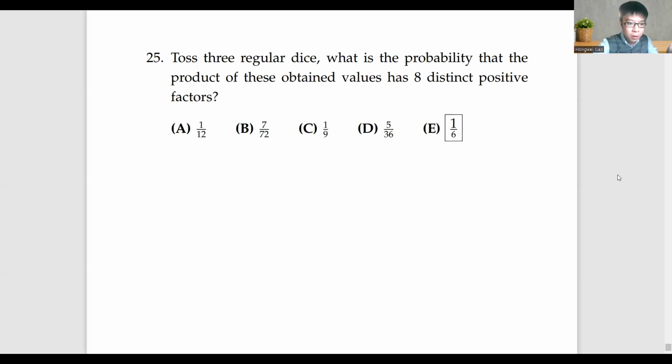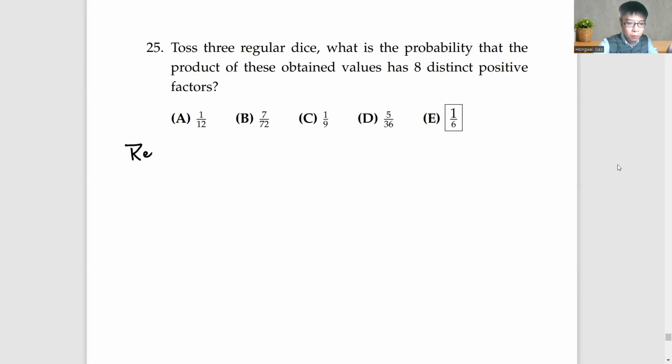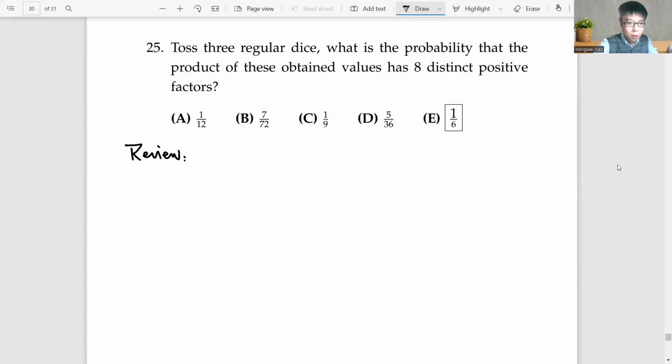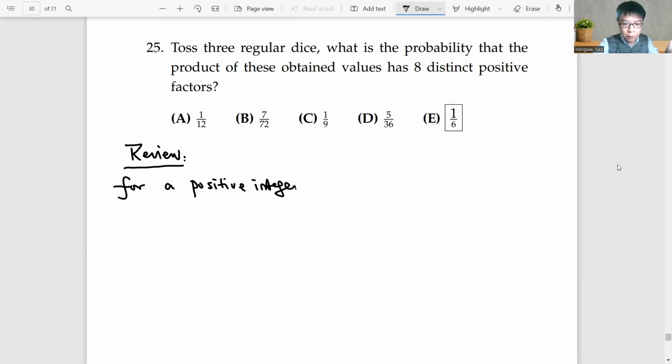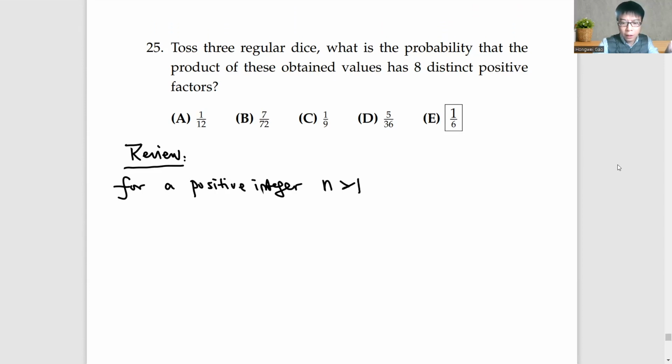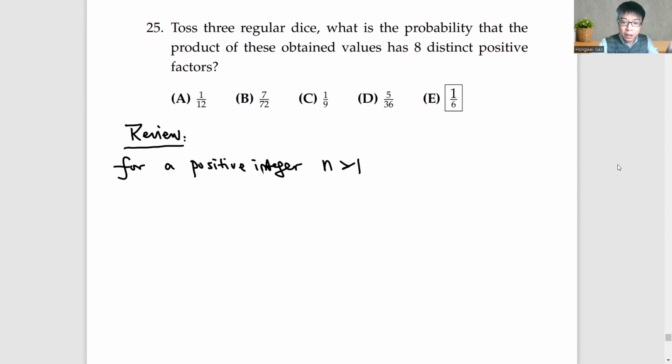So for a positive, okay, let's review. For a positive integer, let's say n, we have the prime factorization.